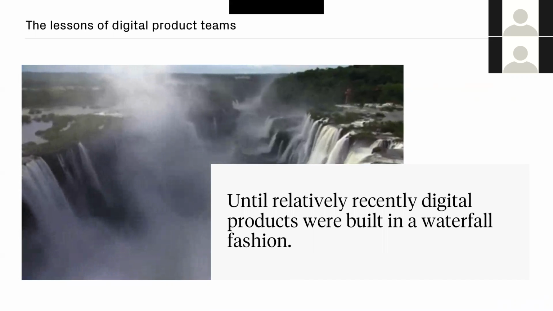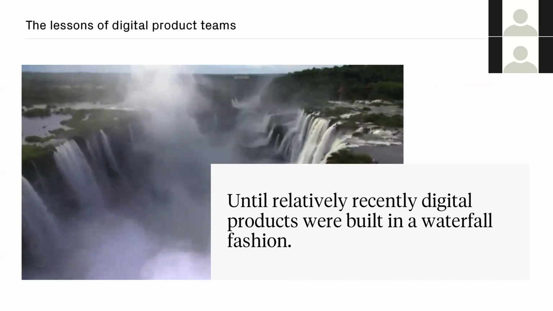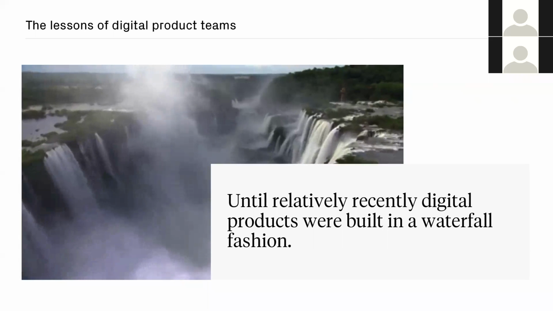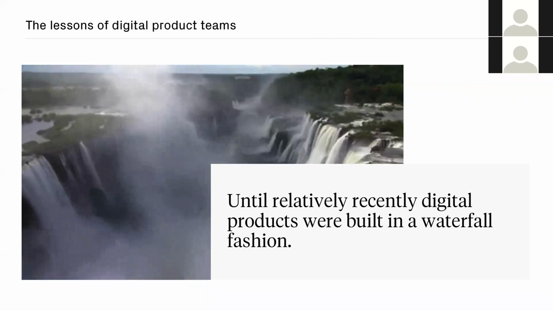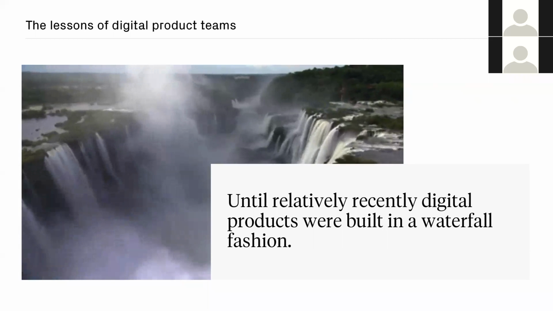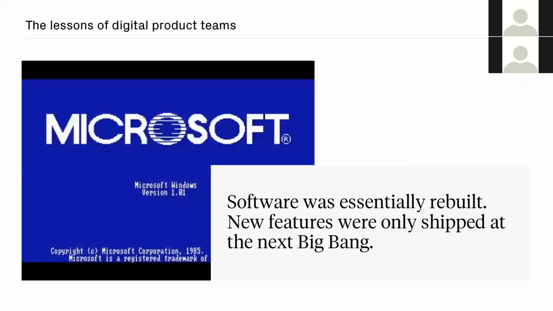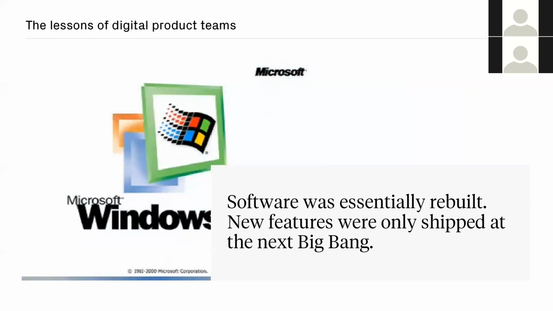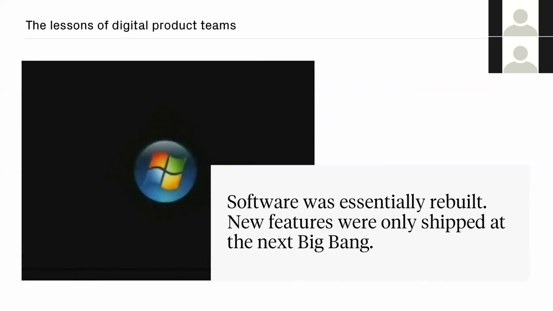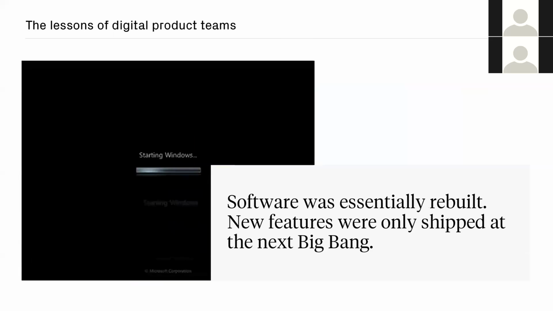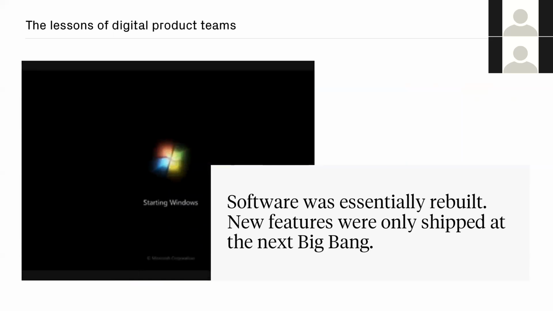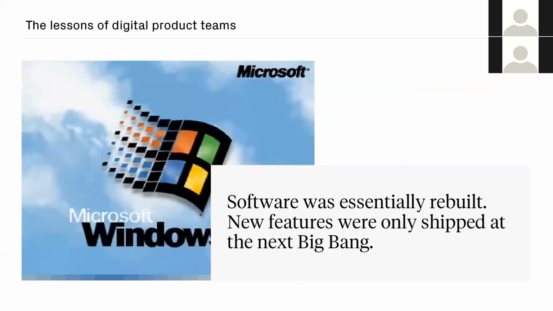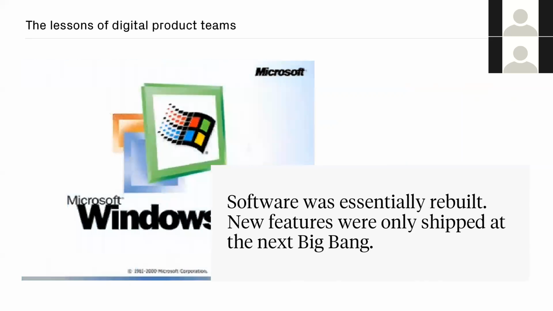In fact, until relatively recently, digital products were built using a waterfall framework, where one process is completed thoroughly before the next can begin, in an inexorable march to a finished product with no space for iteration. So software was essentially rebuilt in the past. New features were only shipped at the next big bang. For example, the only updates had to do with particularly egregious bug fixes. And when people wanted new things, they had to wait for the new release of the system to come out. And Microsoft Windows is a great example of this.